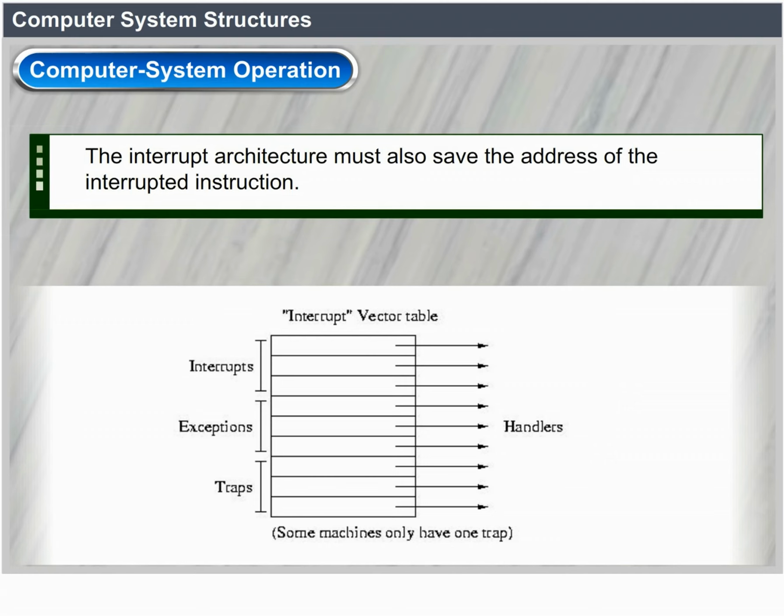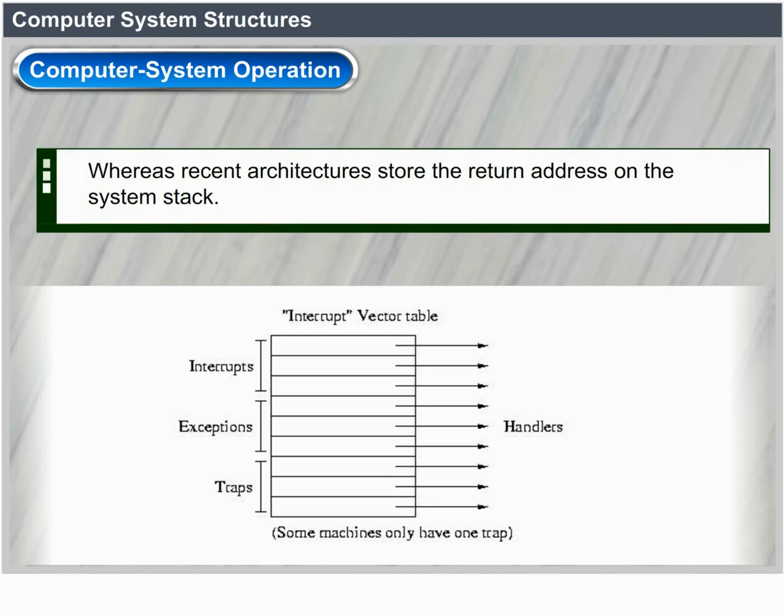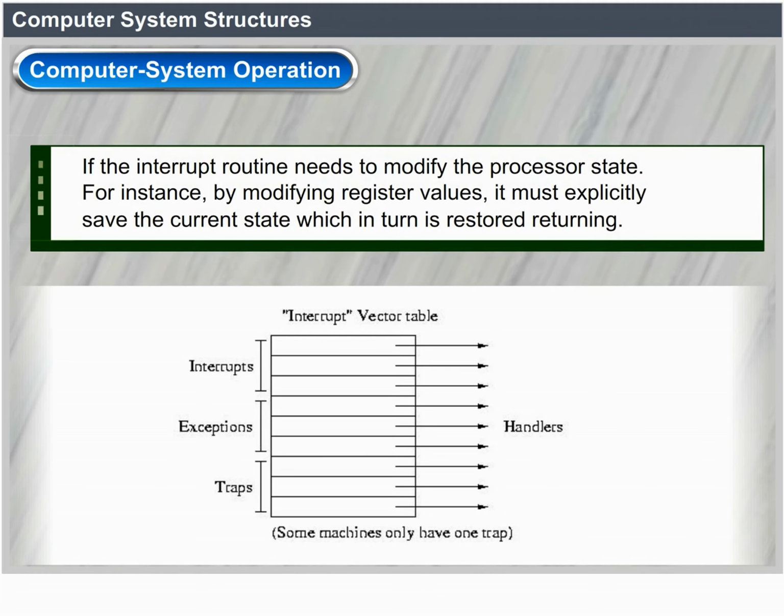The interrupt architecture must also save the address of the interrupted instruction. Many old designs simply stored the interrupt address in a fixed location or in a location indexed by the device number. More recent architectures store the return address on the system stack. If the interrupt routine needs to modify the processor state, for instance by modifying register values, it must explicitly save the current state and then restore that state before returning.